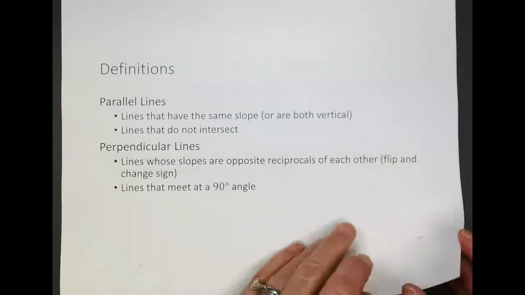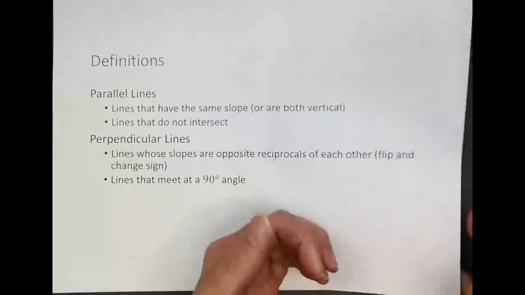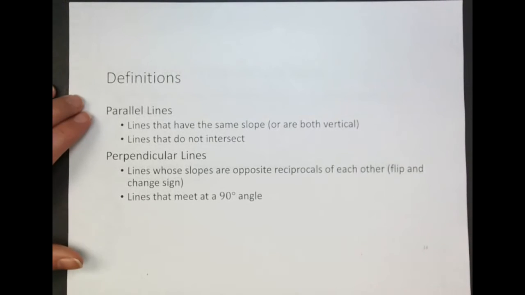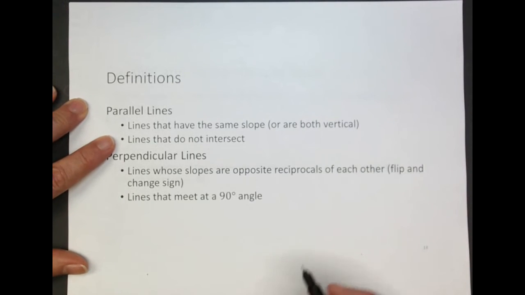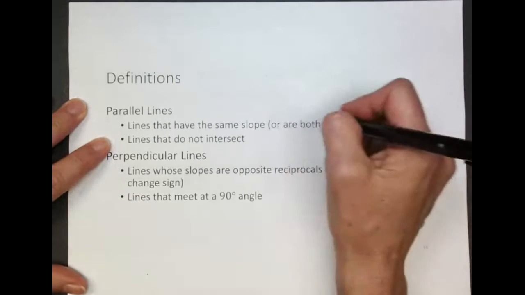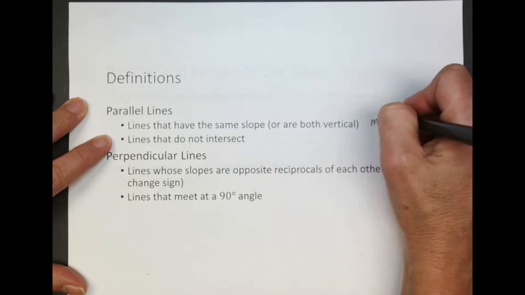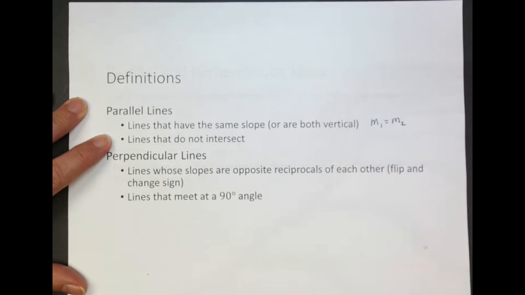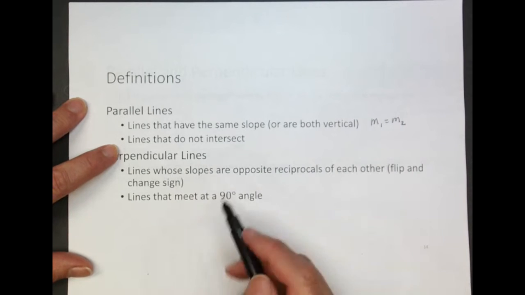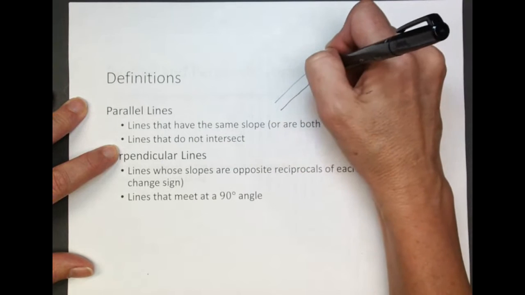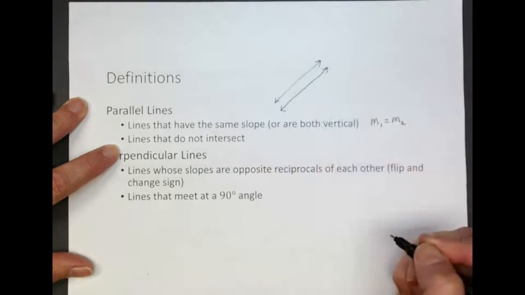And the last thing, I think this might be the last thing we talk about in this lecture, is parallel and perpendicular lines. All right, recall that parallel lines have the same slope, or they might both be vertical if their slope is undefined. Sometimes we'll say the slope of line 1 equals the slope of line 2, a shorthand way of noting that parallel lines have the same slope. Parallel lines, of course, do not intersect. If we were to draw parallel lines, they look like a railroad track.